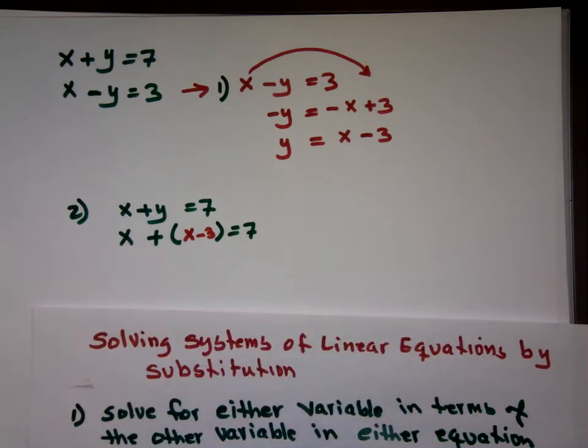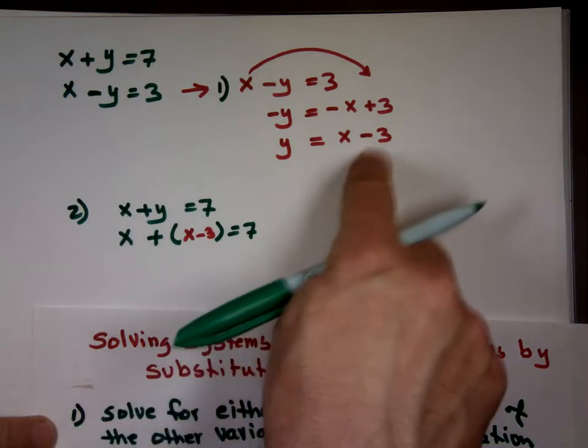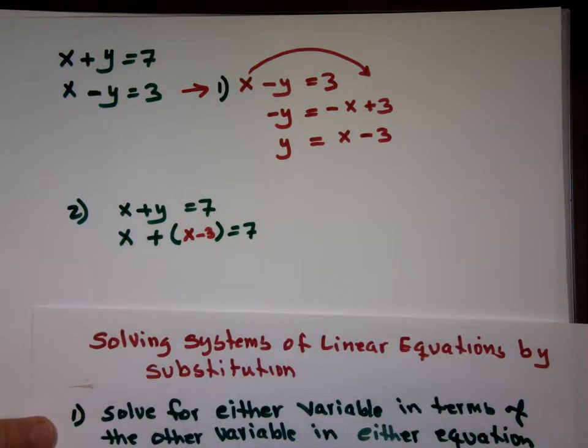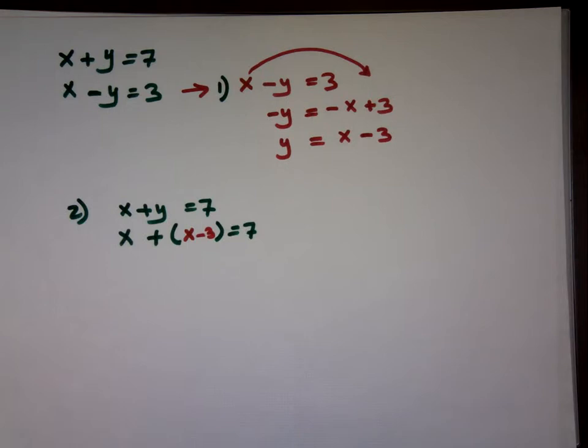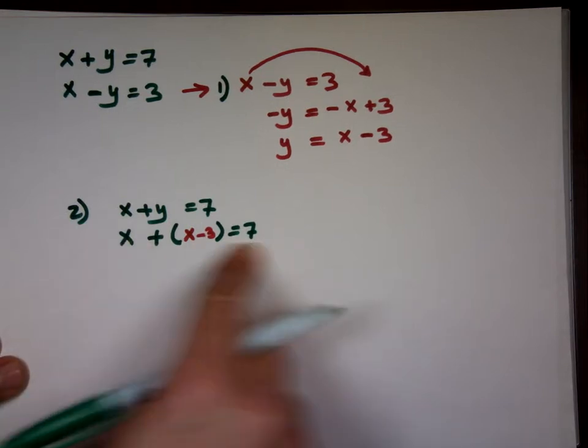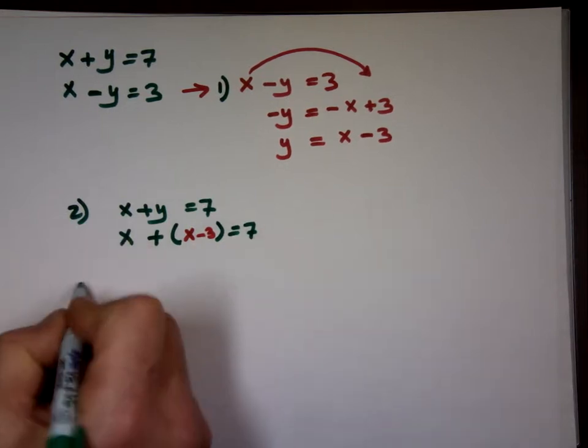Everyone see that? I took the Y out, and I'm replacing Y by the expression equal to it. And the next step, step number 3, solve this equation for the remaining variable. If you look at this, there's only one variable now, which is what? X. Solve it for X.